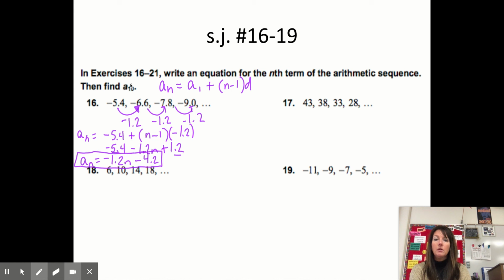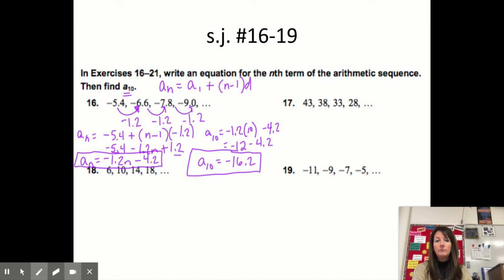Now, we're not done because we also have to find a sub 10. So if we're doing a sub 10, we're going to substitute in 10 for n. So we'll get a sub 10 is equal to negative 16.2. So there's two answers here. Okay. I will do a couple more, just so we can have a few more of these examples.